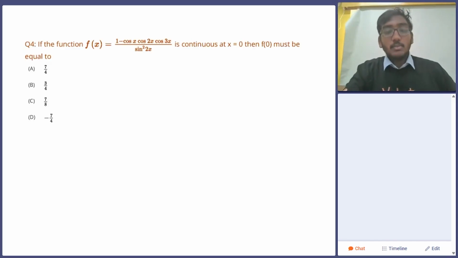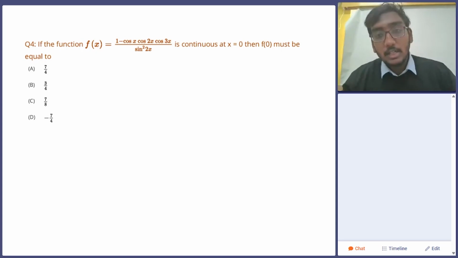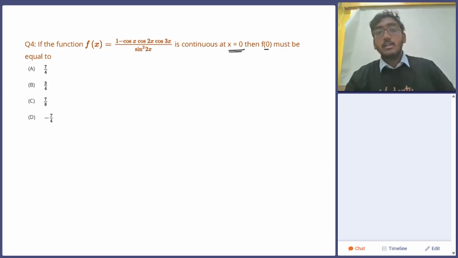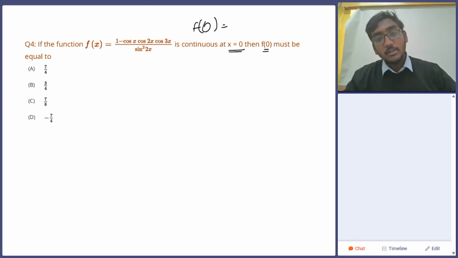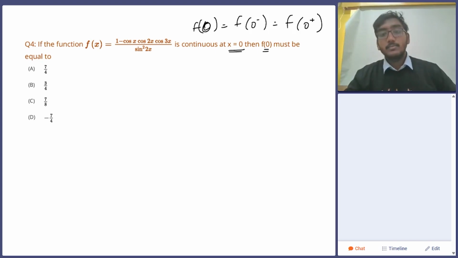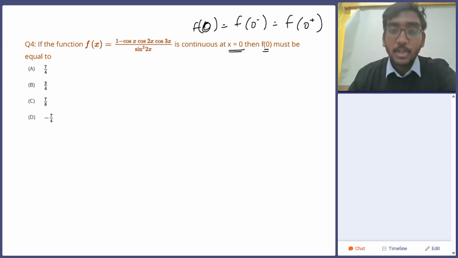Yes. So this question is from continuity. They have given that the function is continuous at x equal to 0, and they are asking the value of f of 0. So that means if it is continuous, f of 0 minus is the same as f of 0, and that is the same as f of 0 plus also. These are called the neighborhood points of the function at the given point. So these two must be equal.